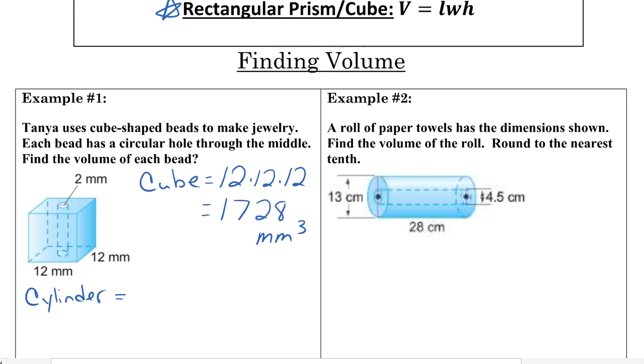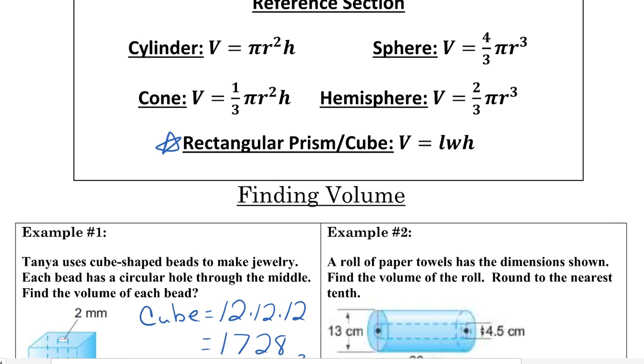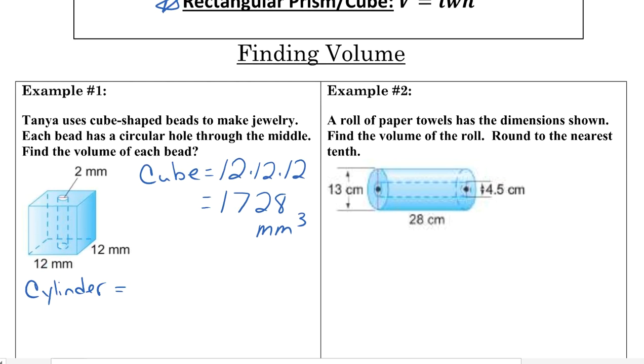Now for the cylinder, if we look here, we can see that we're given a diameter of 2, and if we remember, our cylinder formula is pi times radius squared times height. So if the diameter is 2, that means the radius is 1. And then my height is actually going to be the same as the cube because it extends all the way through the cube, because that's how beads work. So I know my height is going to be 12.